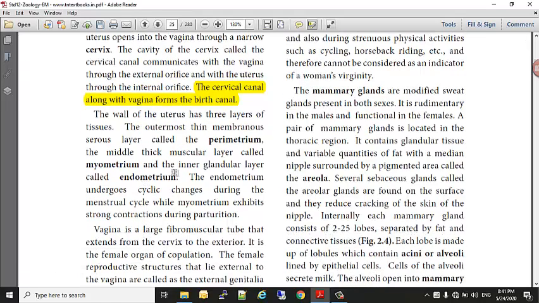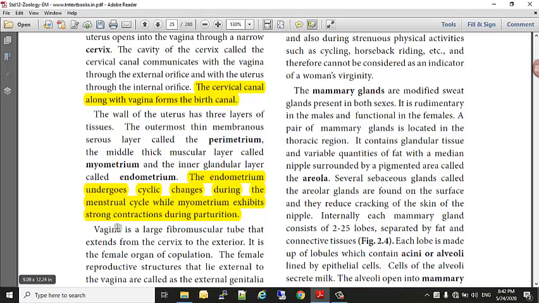What is special about the endometrium? The endometrium undergoes cyclic changes during the menstrual cycle, while the myometrium exhibits strong contraction during parturition. So this is very important. These 2 layers help female reproduction.